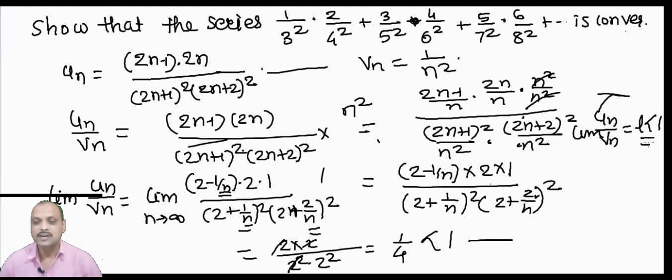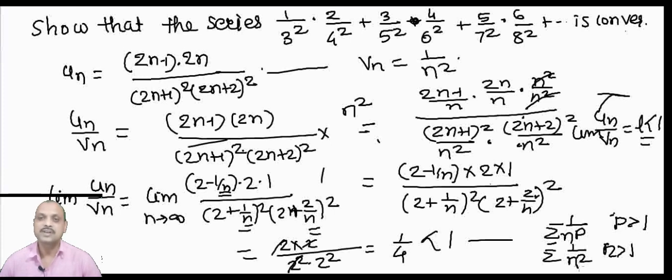So here the behavior of the two series is alike. That means whenever one is convergent, the other is also convergent, and when one is divergent, the other is also divergent. Here 1 divided by n square is a convergent series by comparison with n raised to p, which converges for p greater than 1. Here p is 2, which is greater than 1. So summation vn is convergent, and hence summation un is also convergent.